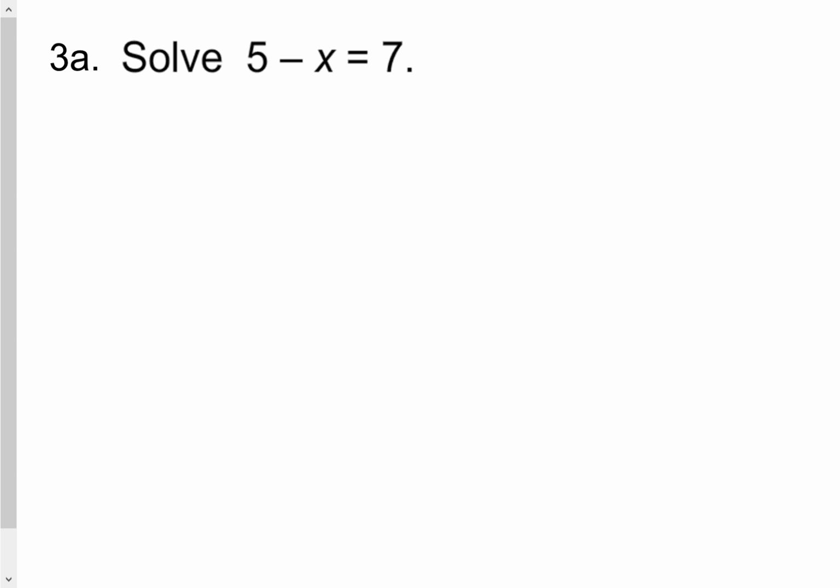Here's another example. 5 minus x equals 7. So we want to get rid of our constant, which is a positive 5. So let's go ahead and subtract 5 from both sides of the equation. Again, bringing down my equal signs. 5 minus 5 is 0. So I'm left with negative x. And then 7 minus 5 is 2.